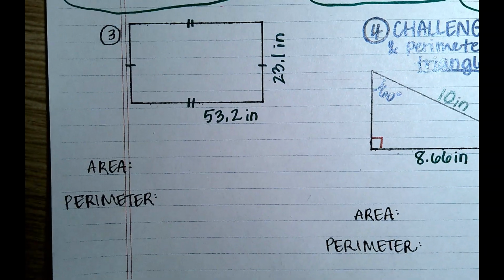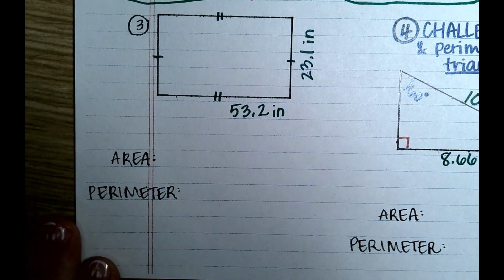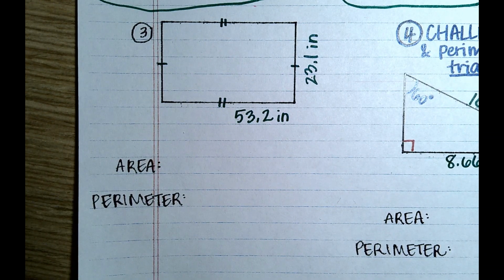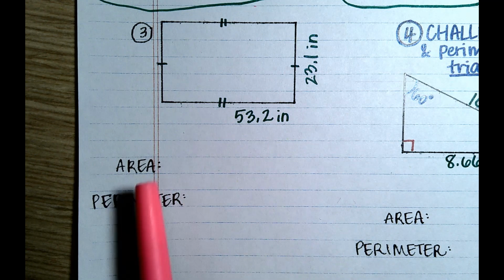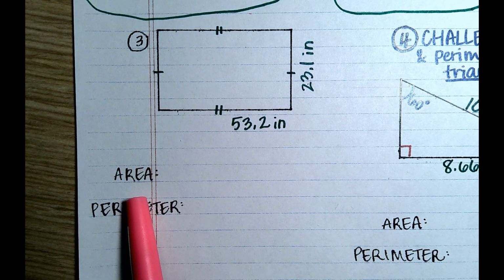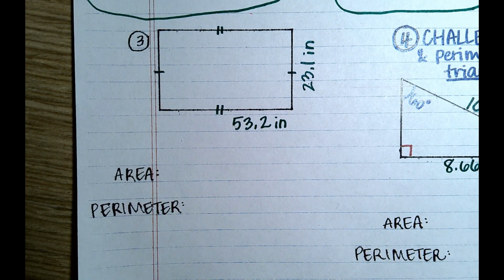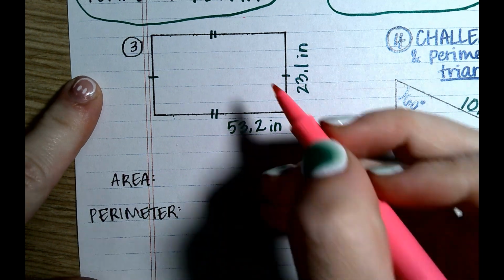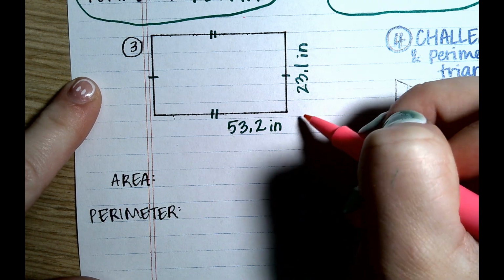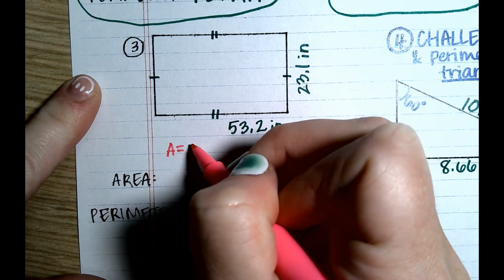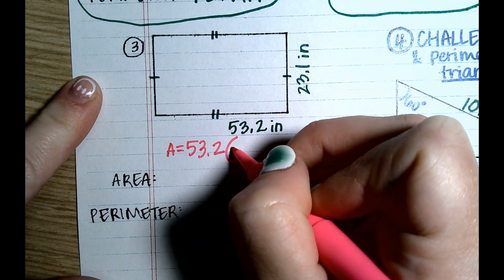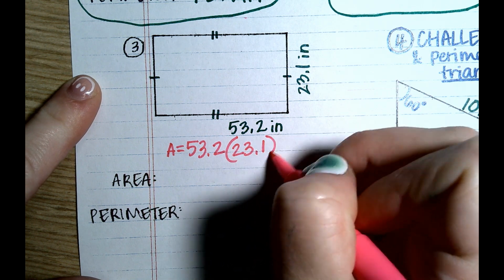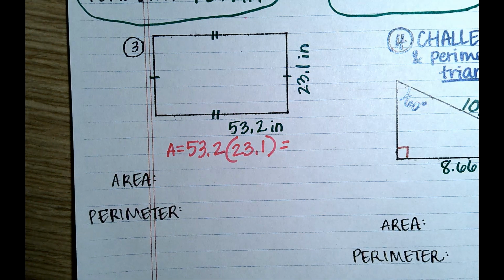Number 3. Okay, number 3, what kind of shape is this? Rectangle. Good. So, with a rectangle, how will I find the area? Titania? You take 53.2 times 23.1. Perfect. 53.2. That's my base. I'm going to write that over here. 53.2 times my height, 23.1. And what do we get?